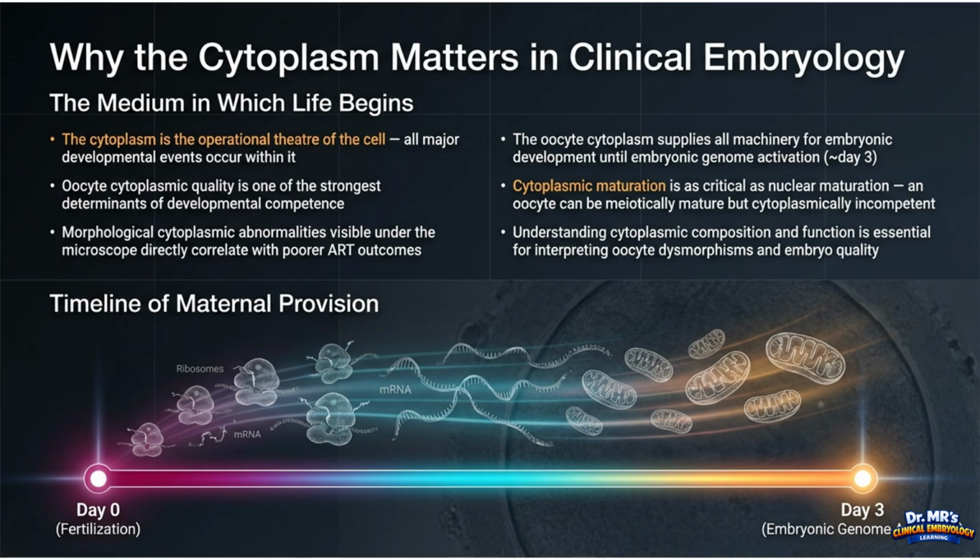Here is a point worth pausing on. An oocyte can be meiotically mature, with the first polar body neatly extruded in the perivitelline space, and yet be cytoplasmically incompetent. It has passed the nuclear exam, but failed the practical. And it is this cytoplasmic competence, not nuclear maturation alone, that determines whether fertilization will succeed, whether oocyte activation will fire correctly, and whether an embryo will progress to blastocyst or arrest at the 4-cell or 8-cell stage in frustrating silence.